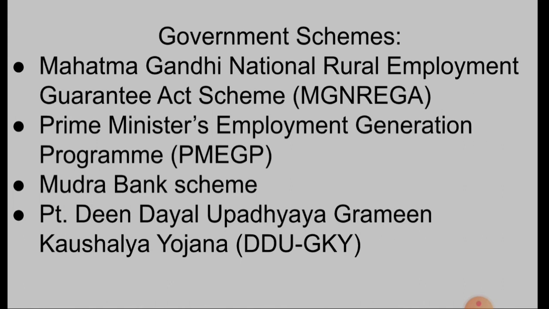into civil services. The government schemes are the Mahatma Gandhi National Rural Employment Guarantee Act scheme, which provides 100 days of employment to laborers and people in the unorganized sector. Then the Prime Minister's Employment Generation Program, and the Mudra Bank scheme, which is a type of microfinance institution where you can take loans. Then the Pandit Deen Dayal Upadhyay Gramin Kaushal Yojana. These are the government schemes for inclusive development: MGNREGA, PMEGP, Mudra Bank Scheme, and Pandit Deen Dayal Upadhyay Gramin Kaushalya Yojana.